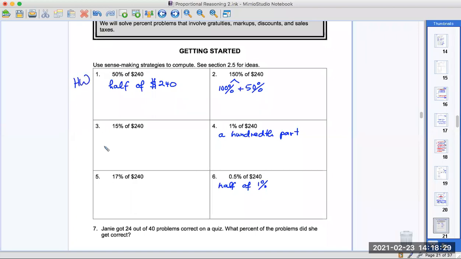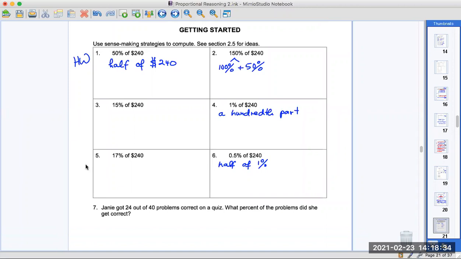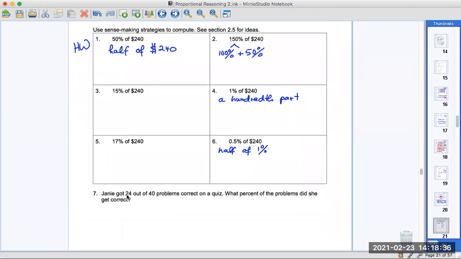Definitely do this for homework. I think that's easy enough. And you know how to figure this one out. 24 out of 40 problems correct. What was her percentage? It's the part over the total. Use your calculator. Part divided by the total, always.